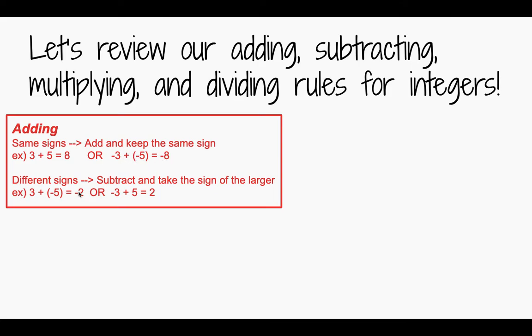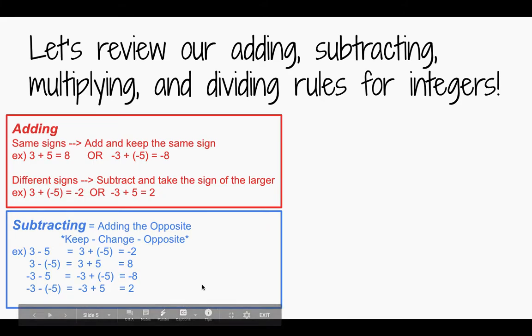If we have opposite signs or different signs, first we subtract them and then take the sign of the larger number. For example, 3 plus negative 5. We have opposites, so we subtract: 5 minus 3 is 2, and 5 is bigger than 3, and 5 is negative, so our answer is negative 2. This one, we have negative 3 plus 5. We have opposite signs. One's positive, one's negative. We subtract them, so 5 minus 3 is 2. 5 is bigger than 3, and 5 is positive, so our answer has to be positive.